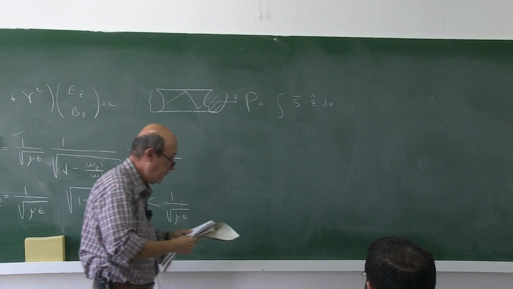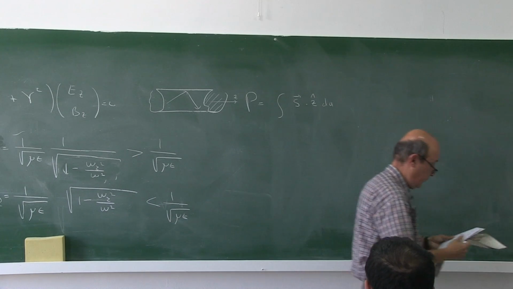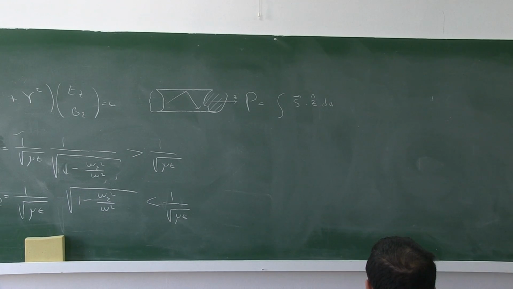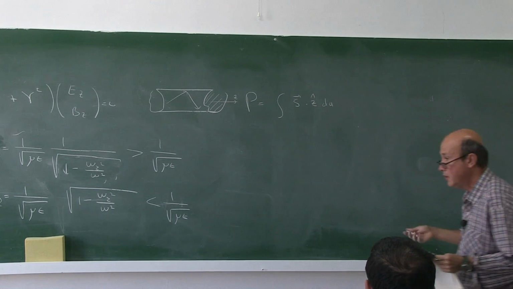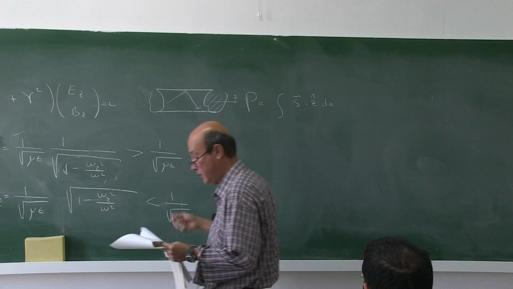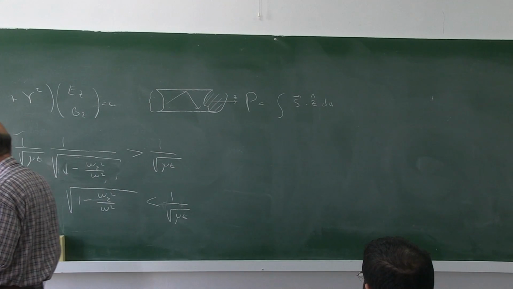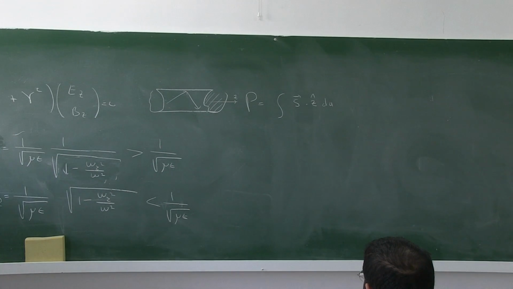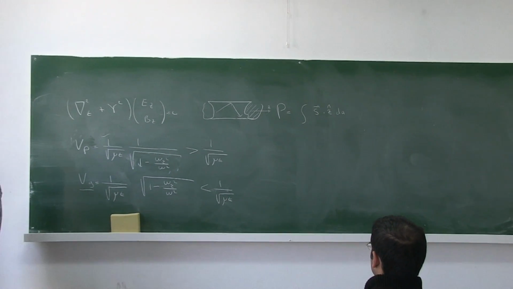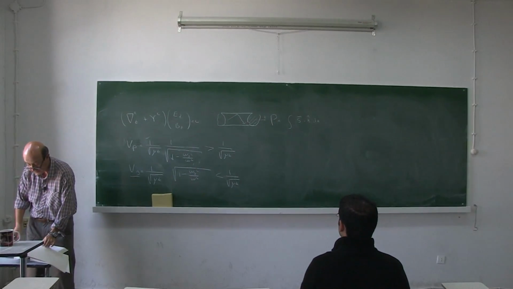And practically, the walls of the waveguide are not ideal, so they are not perfect conductors. Therefore, there is some attenuation of those waves. So we can calculate the attenuation coefficient using a very simple argument.